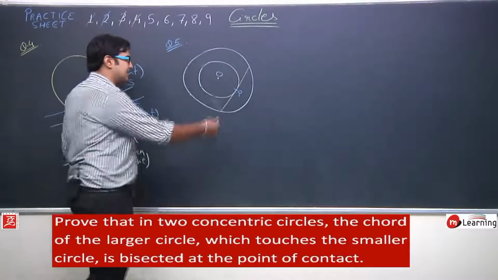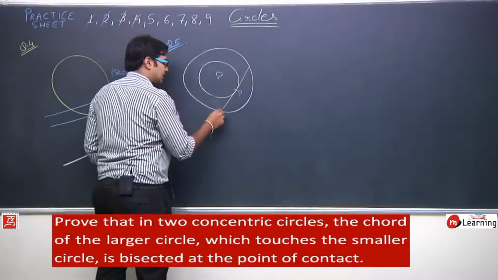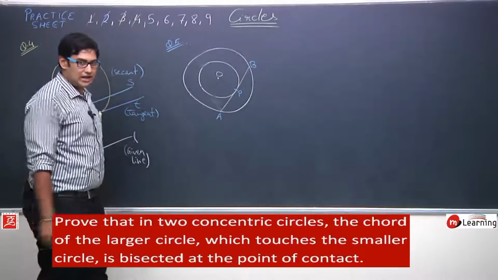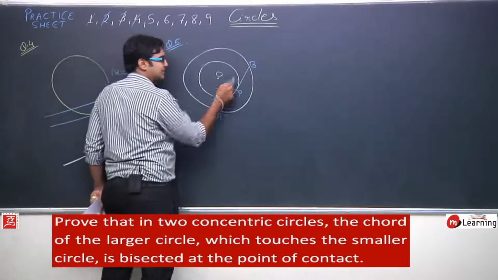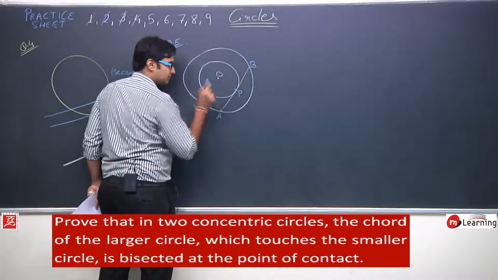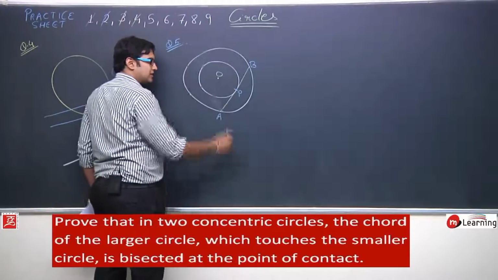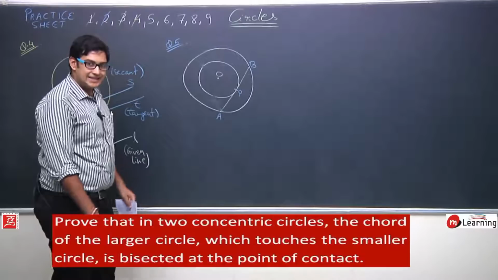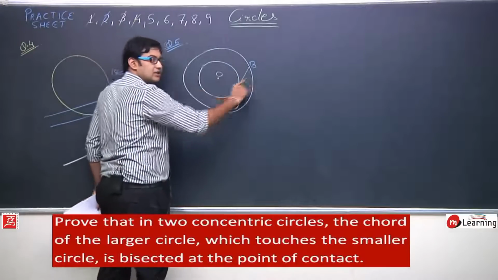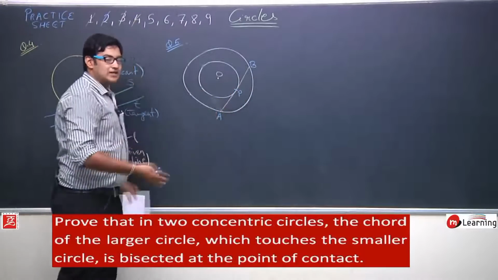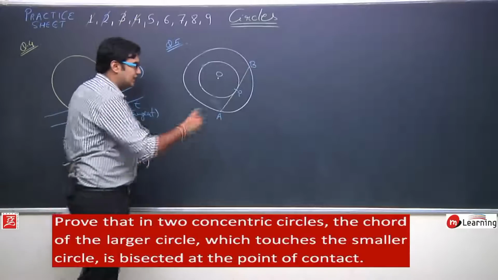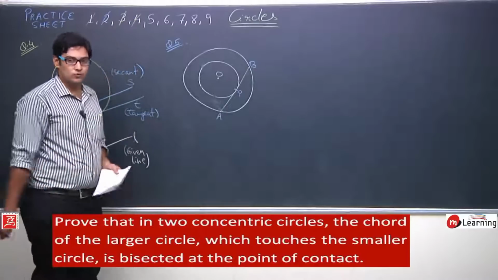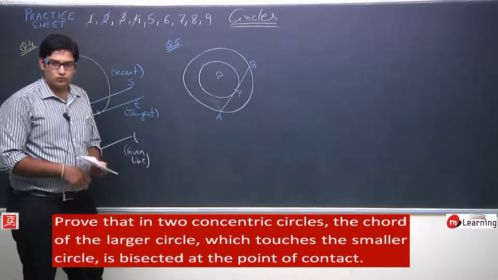Let us say the chord drawn to the larger circle is AB. So AB is a chord and this chord is a tangent to this inner circle at point P. So what we need to prove is that AB is bisected at point P. Bisected means AB is divided into two equal parts at point P. That means AP is equal to PB. That is what we need to prove.